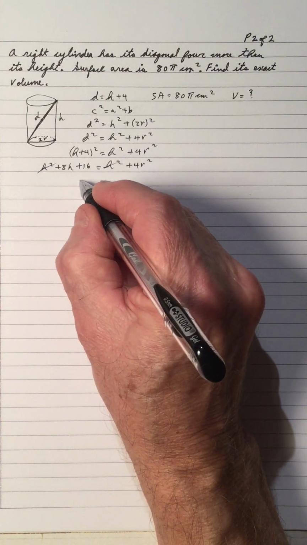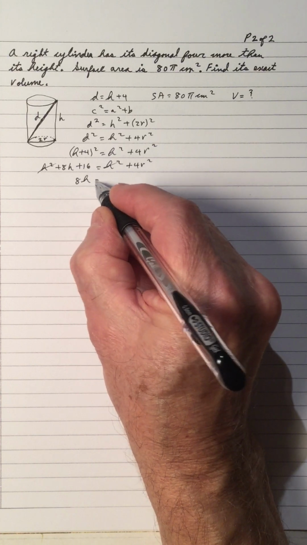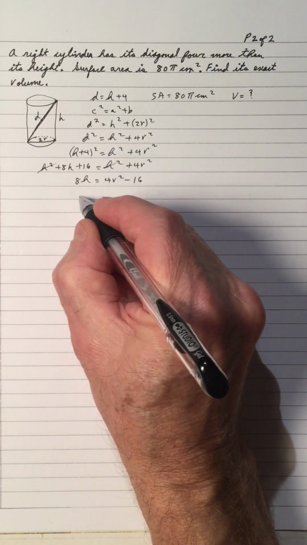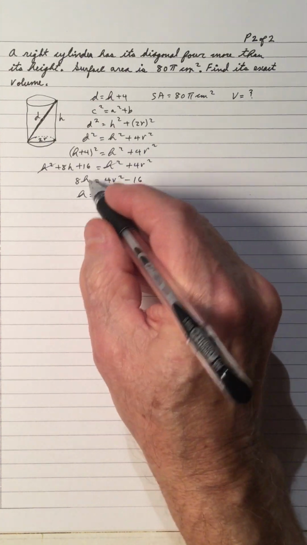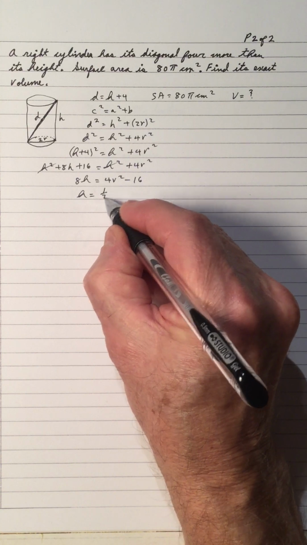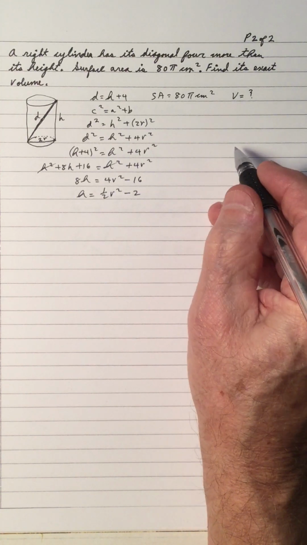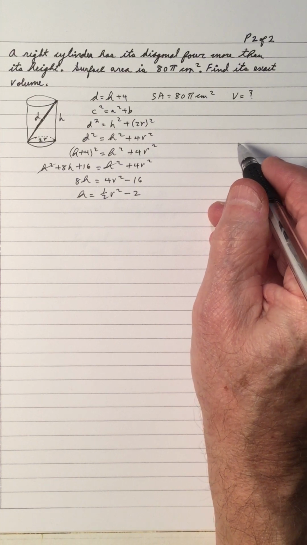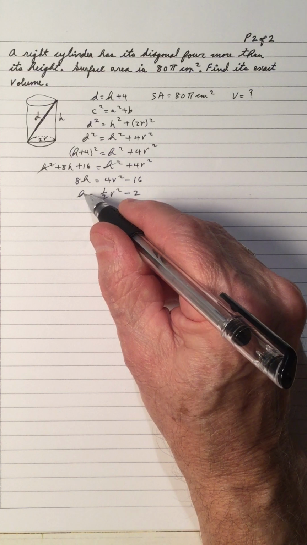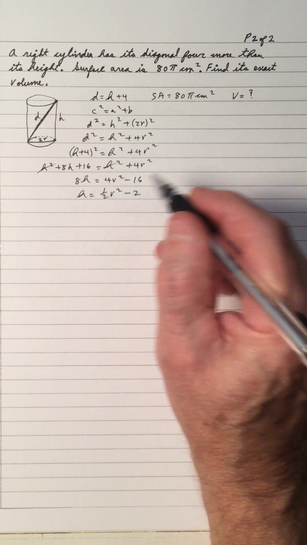Let's solve it for h, making h a function of r. So 8h equals 4r squared minus 16. Divide by 8: 8 divided by 8 is 1, 4 divided by 8 is a half r squared, 16 divided by 8 is 2, minus 2. So notice now we have the height as a function of the radius.